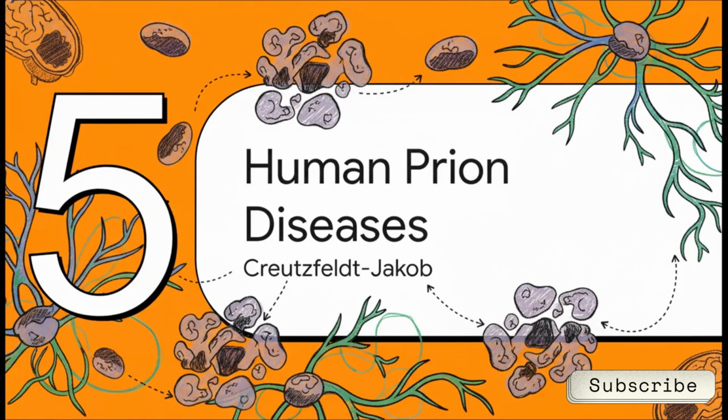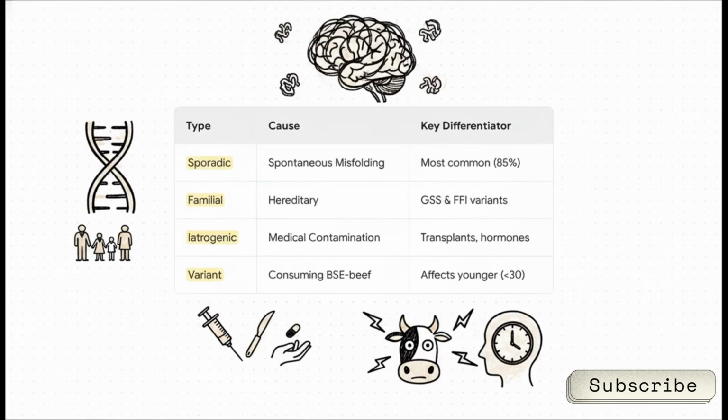So what does this look like in actual human beings? Well, the most common prion disease you're going to hear about is Creutzfeldt-Jakob disease, or CJD. Okay, listen up. This table is absolute exam gold. You have to know these 4 types of CJD, no excuses.